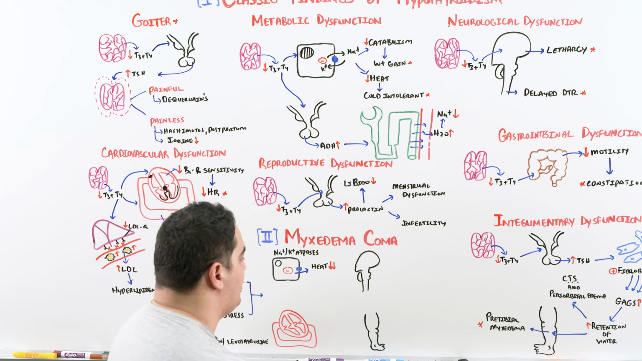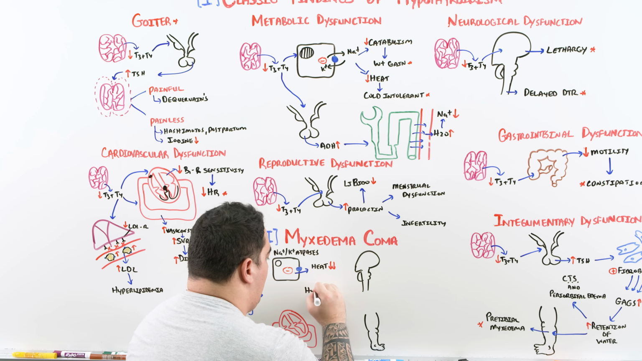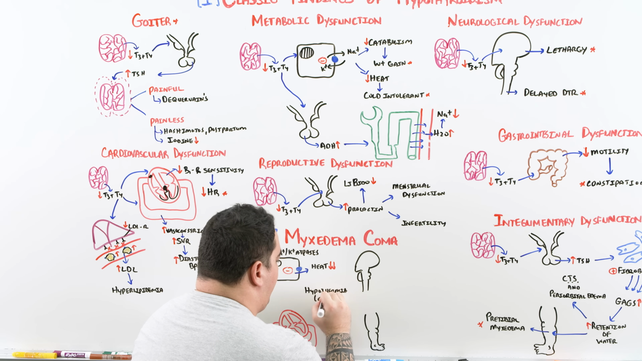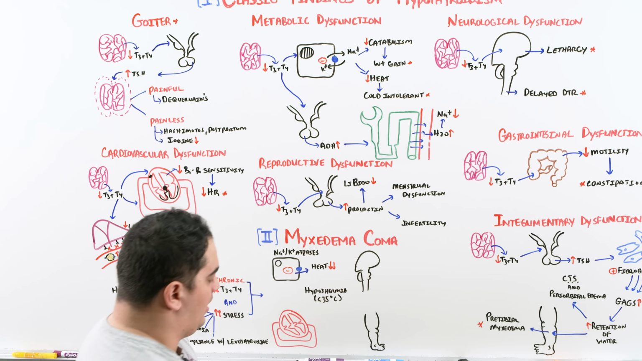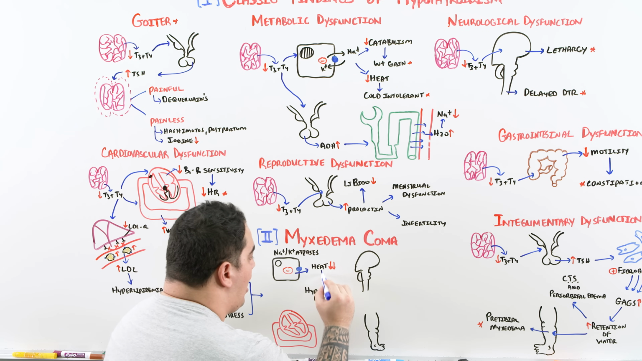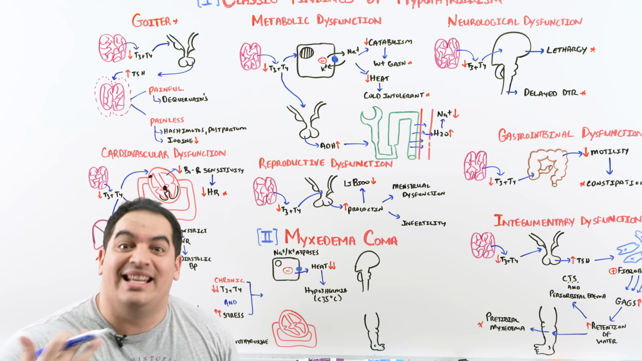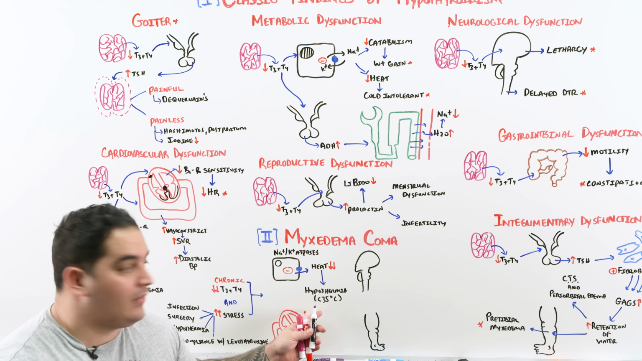These patients often present with hypothermia. This is when the body temperature gets to at least below 35 degrees Celsius. That is a super common manifestation. It's basically the decreased heat production on steroids.